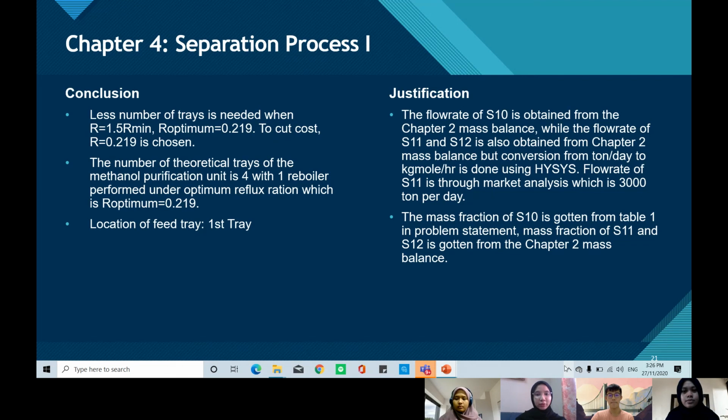For the justification, the flow rate of S10 is obtained from the Chapter 2 mass balance, while the flow rate of S11 and S12 is also obtained from the Chapter 2 mass balance, but conversion from ton per day to kilomole per hour is done by using the HYSYS. Flow rate of S11 is through market analysis, which is 3,000 ton per day. The mass fraction of S10 is gotten from the table 1 in problem statement. Mass fraction of S11 and S12 is gotten from the Chapter 2 mass balance. Next, I will pass the floor to Alex.